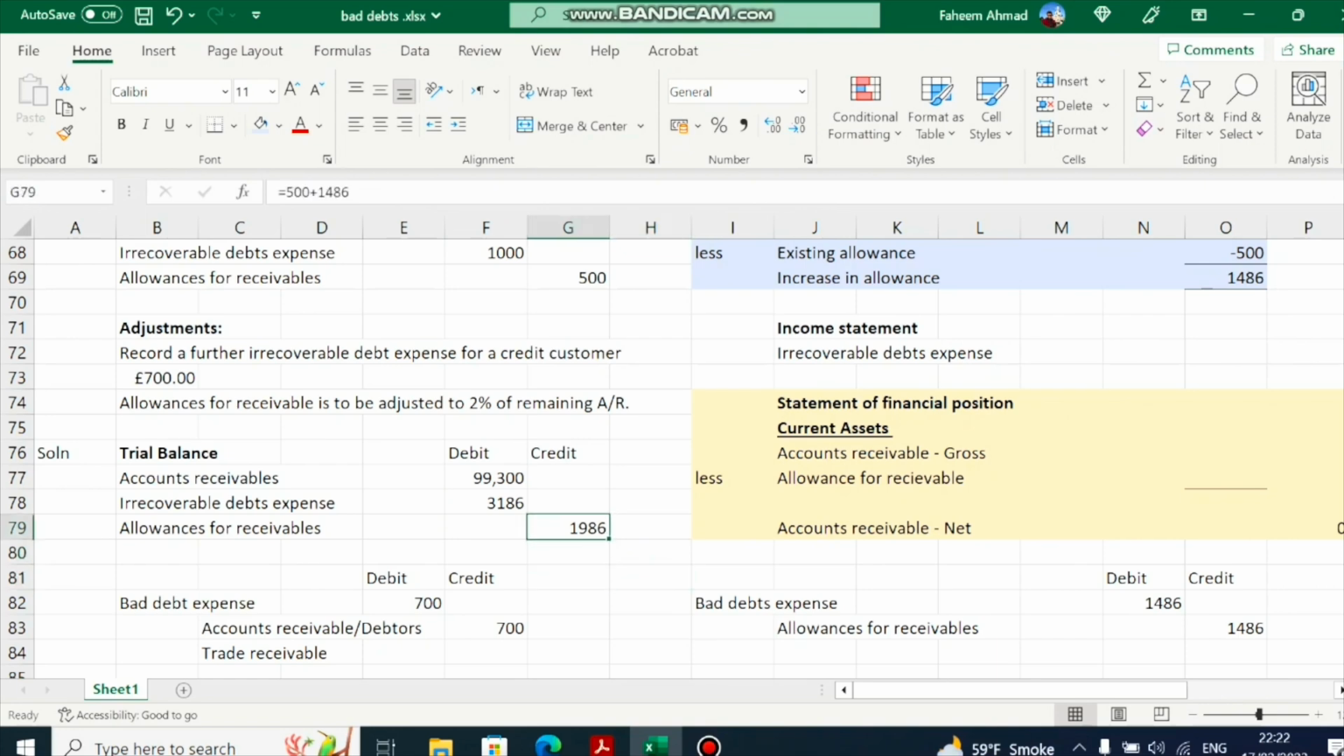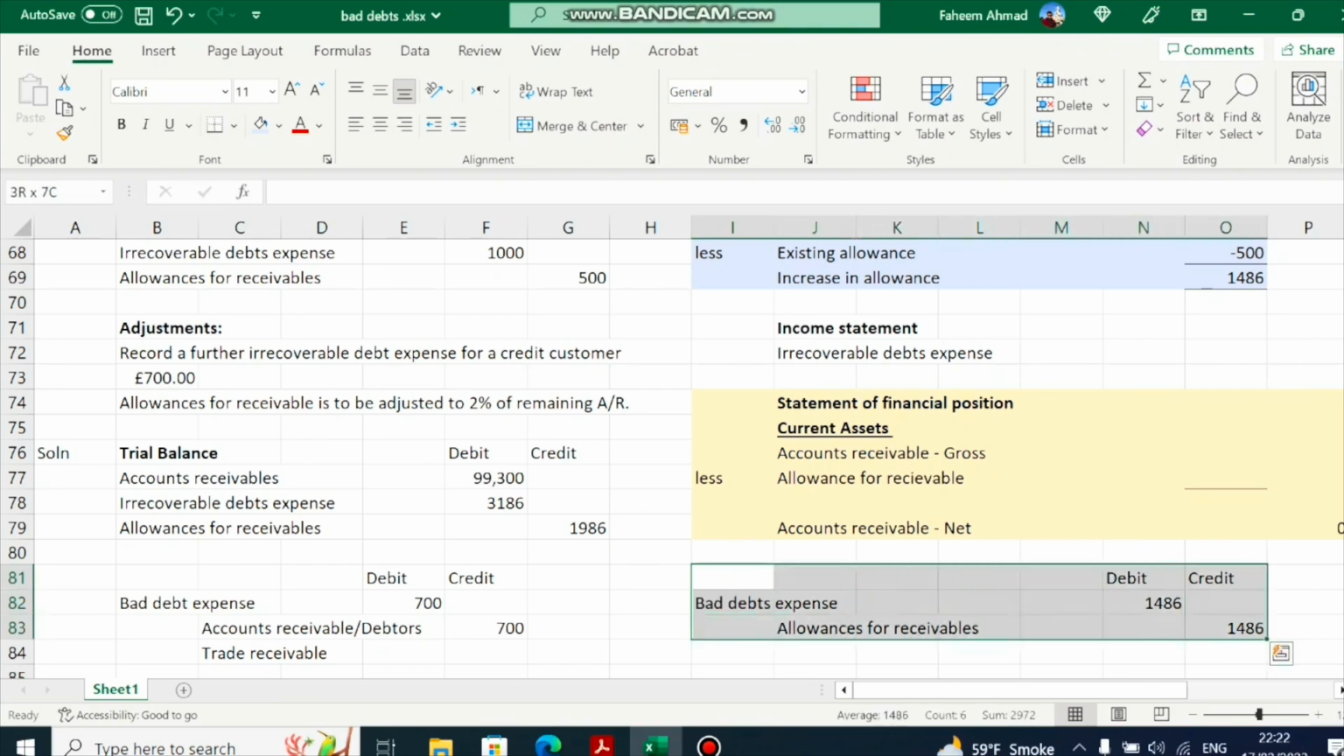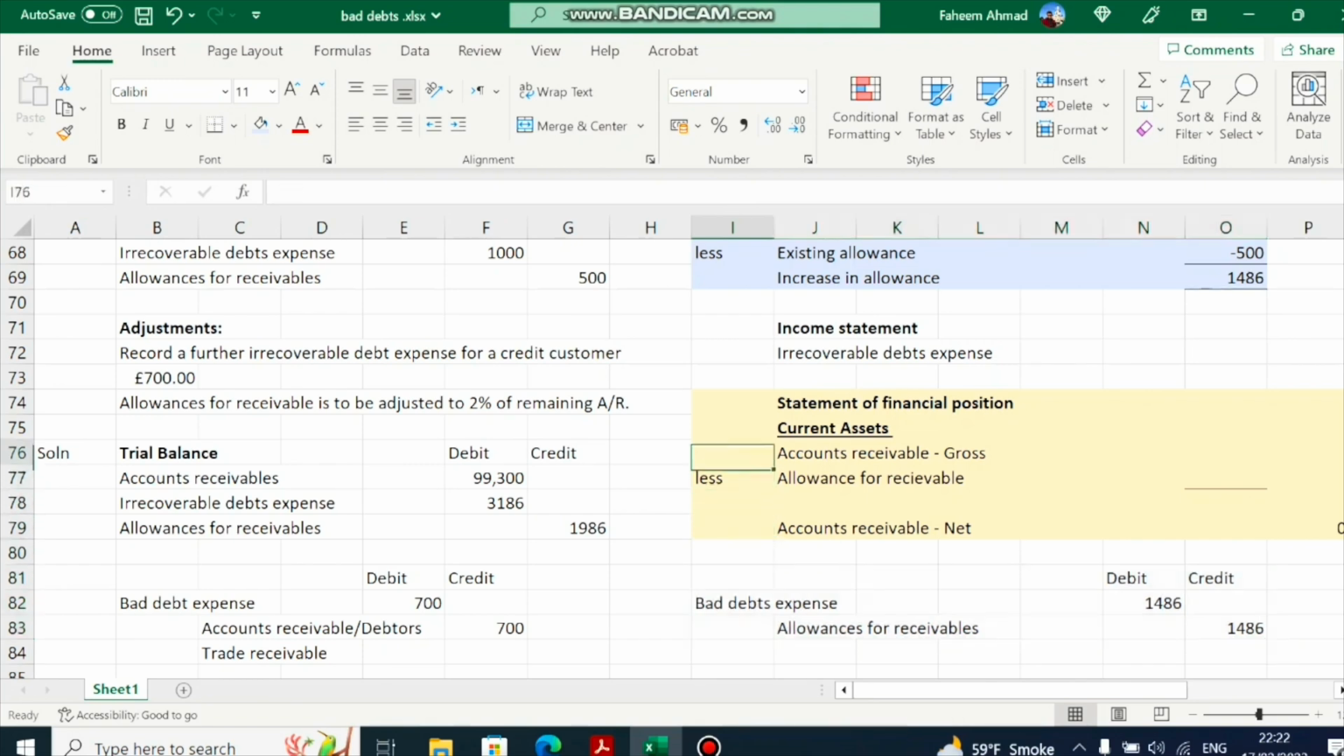So I have adjusted my trial balance for the two adjustments. One adjustment was to record bad debt expense. Second adjustment was to record actual allowances for receivable adjustment. Now question is, how do we present these numbers in income statement?